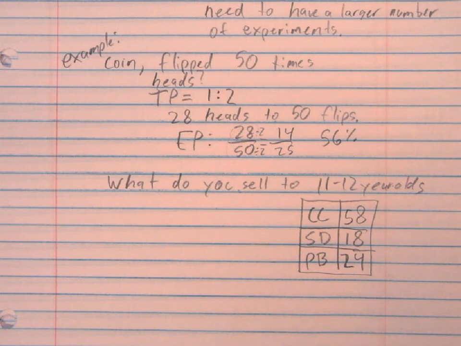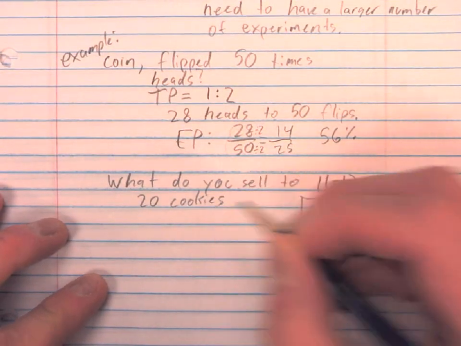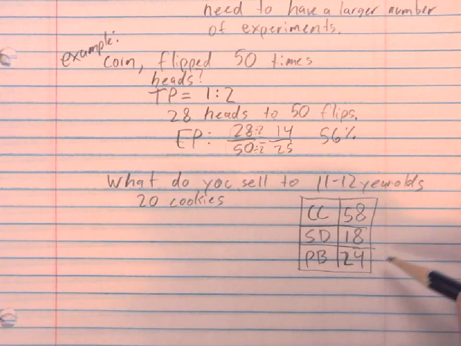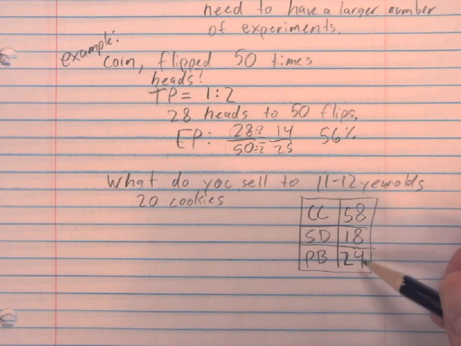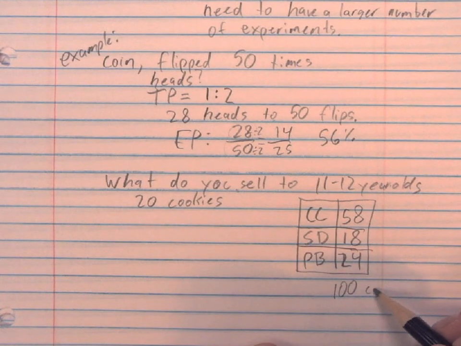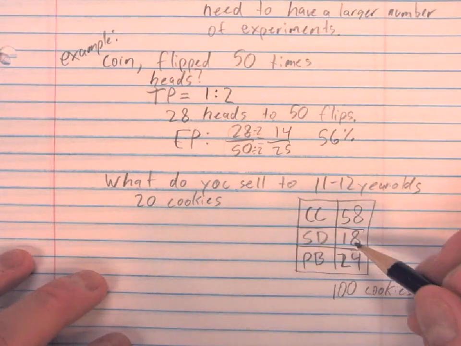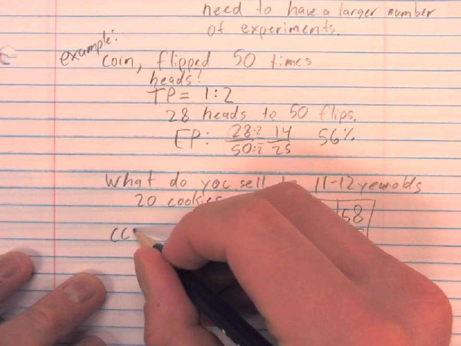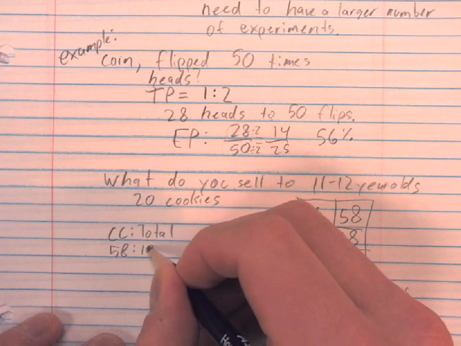So then I'm like, okay, well, I don't want to make 100 cookies. I just want to make 20 cookies for my class. And I want to make sure everyone would get the one they want based on these numbers. So looking at these numbers, I add all these up. There are 100 cookies here. That means I need to figure out chocolate chip to total cookies. So my chocolate chip to total is 58 to 100.